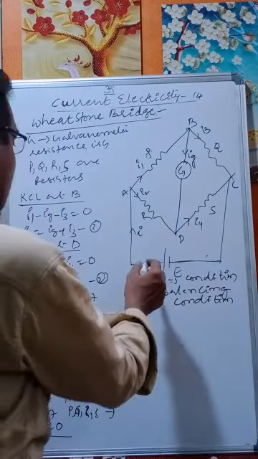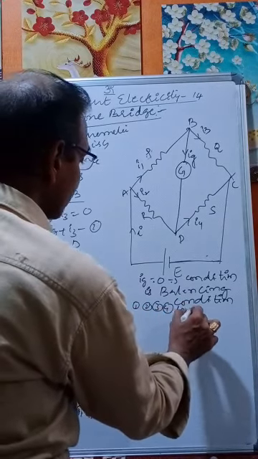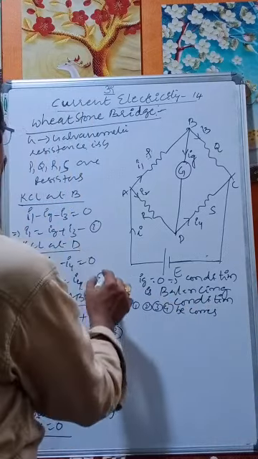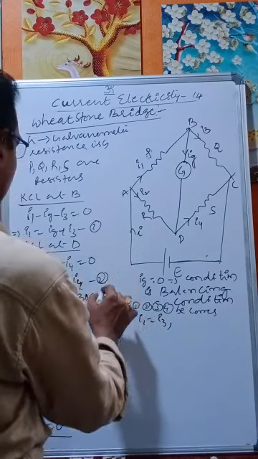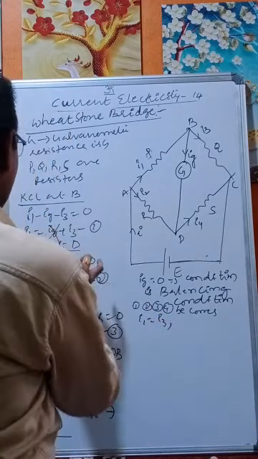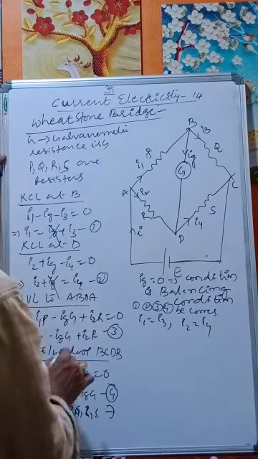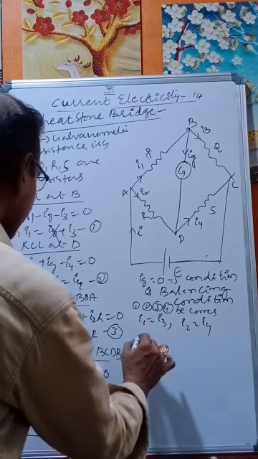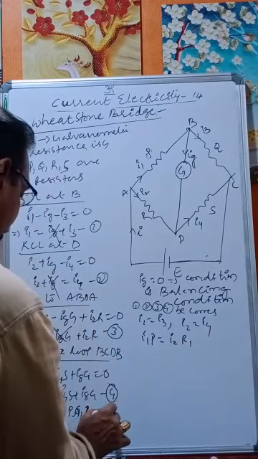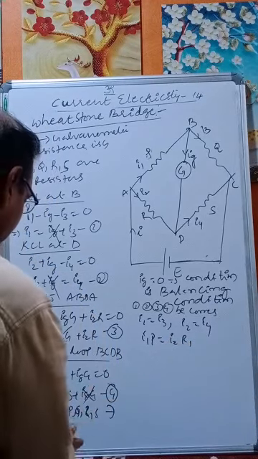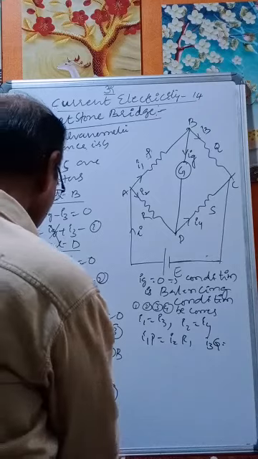Therefore, Ig is 0. Then the equations 1, 2, 3, 4 become: equation 1 becomes I1 is equal to I3. Equation 2 becomes I2 is equal to I4, since this term is 0. In equation 3, I1P is equal to I2R. And equation 4 becomes I3Q is equal to I4S.